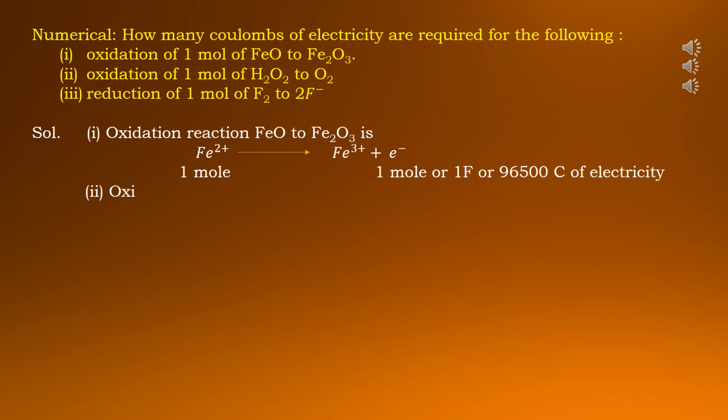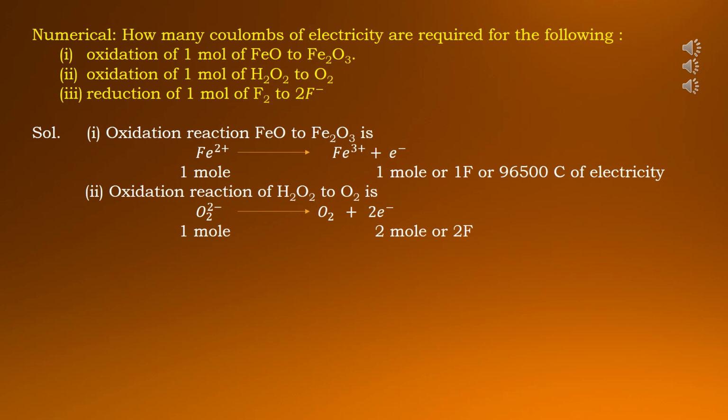In second case, in the oxidation reaction of hydrogen peroxide to oxygen, the reaction is the peroxide ion, that is O2 2-, by losing 2 electrons changes to oxygen gas. So here 1 mole of peroxide ions are oxidized by 2 mole of electrons. That means here the charge is equal to 2 Faraday or 2 into 96,500, which comes out to be 1,93,000 coulomb of charge.